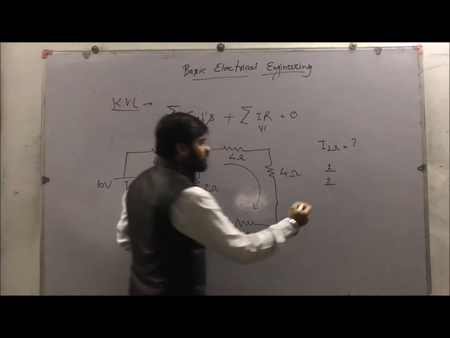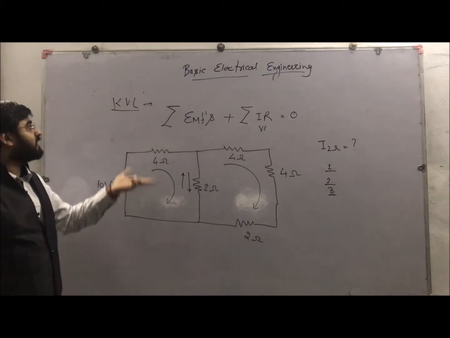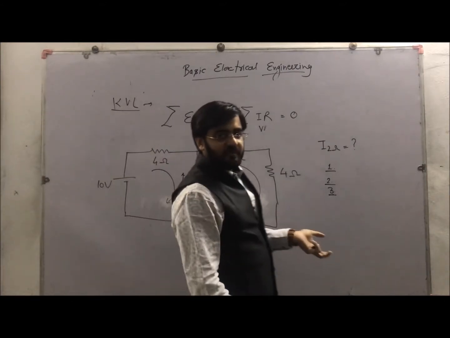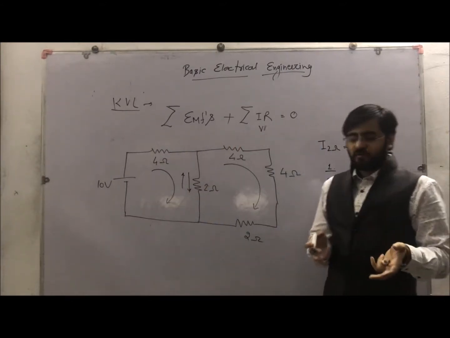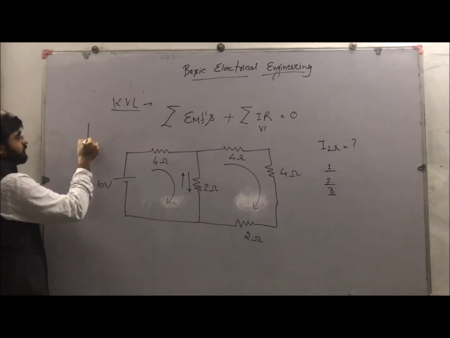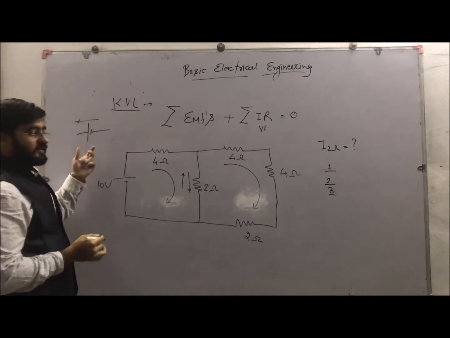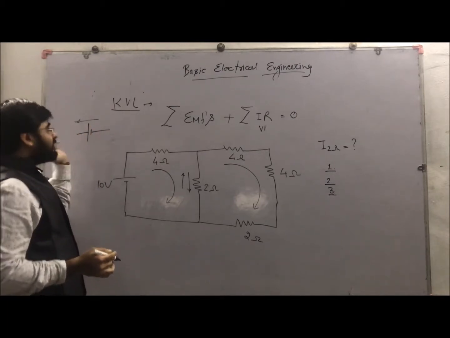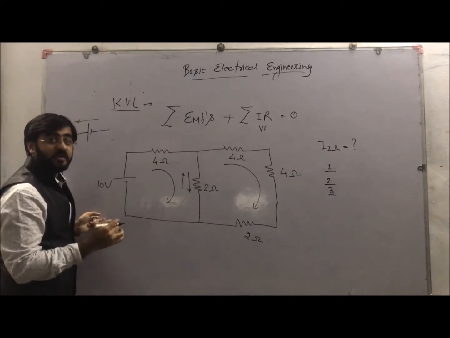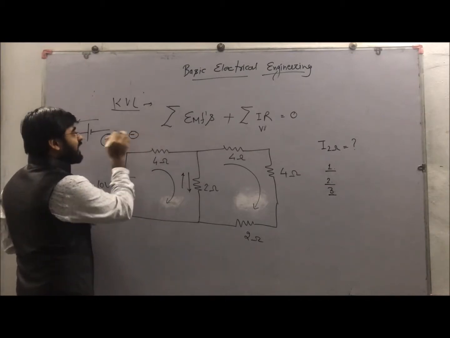Third step, you have to apply mesh analysis. What is mesh analysis? It is nothing but KVL. And what is KVL? The algebraic sum of all the EMFs and all the voltage drops is equal to 0. If this is the positive terminal, this is the negative terminal, and the current direction is this, that means the current is going away from the positive terminal. So this is the voltage rise, and voltage rise is denoted with positive, and similarly voltage drop is denoted by negative.